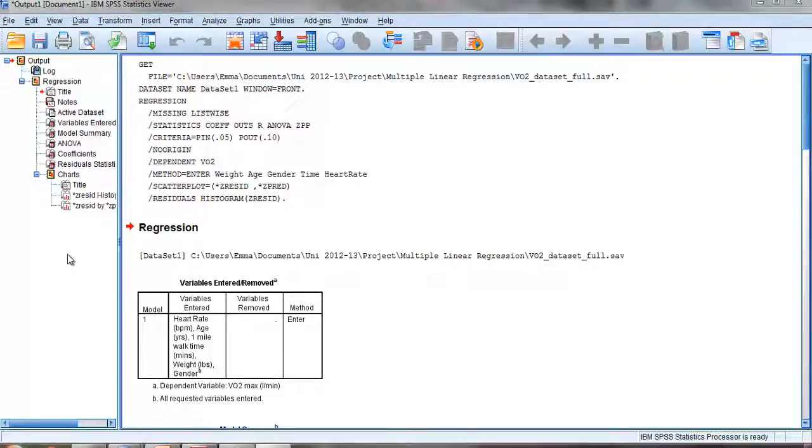This video will show you how to interpret a multiple linear regression model created in SPSS. We'll also check that the assumptions of multiple linear regression are satisfied. We will continue the example presented in video 1 and 2.